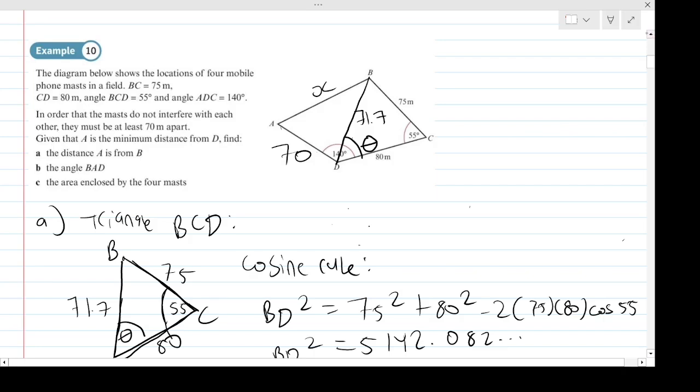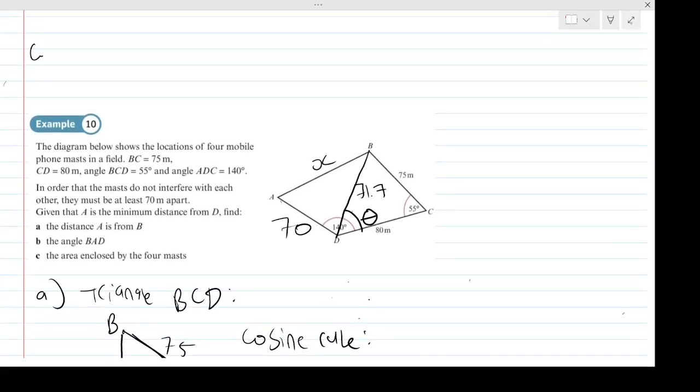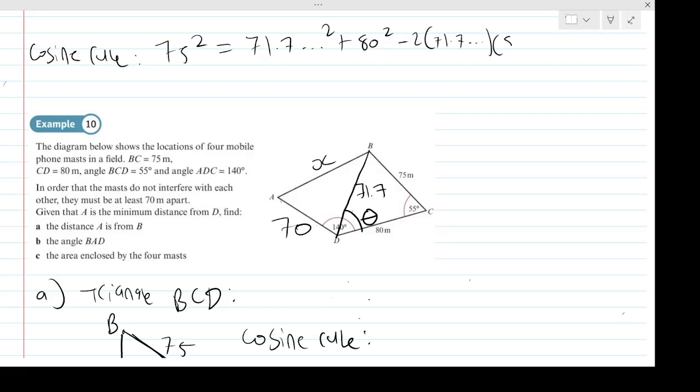So there we are. As this angle theta is opposite the 75, and it's in between the other two sides, 80 and 71.7, I can use the cosine rule to say that 75 squared, opposite the angle theta, is 71.7 squared plus the other side 80 squared, take away two lots of 71.7 times 80 cosine of theta.